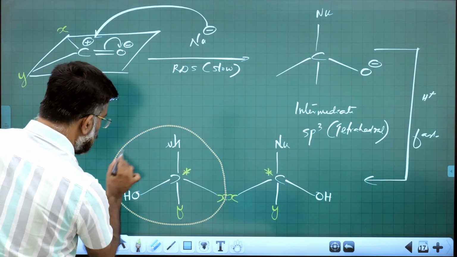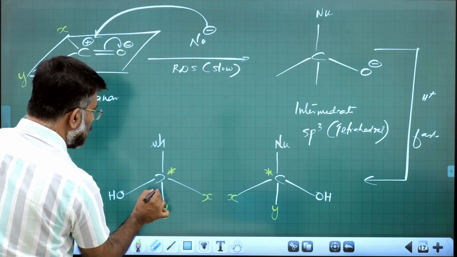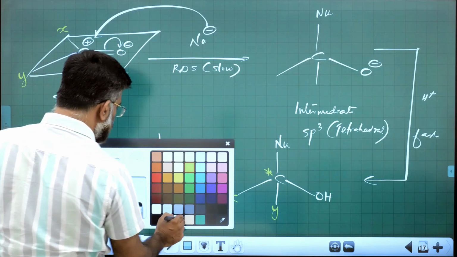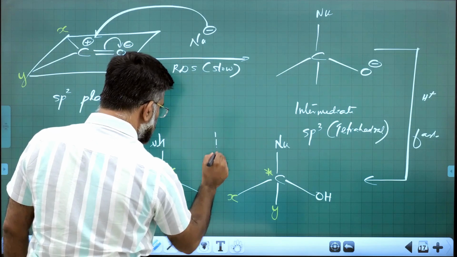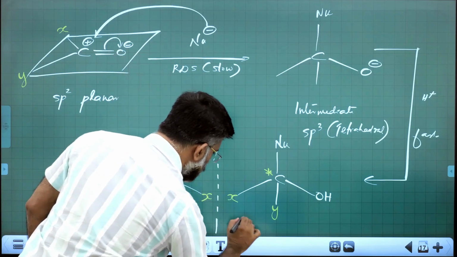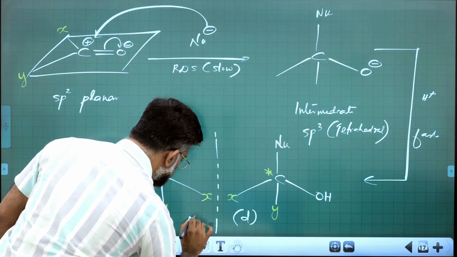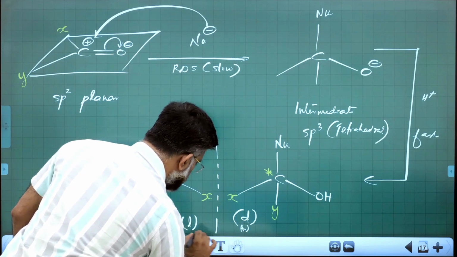Hope you understand what I am doing. I am taking the mirror image. I don't have to tell you, if this is dextro, this is levo. If this is plus, this is minus.